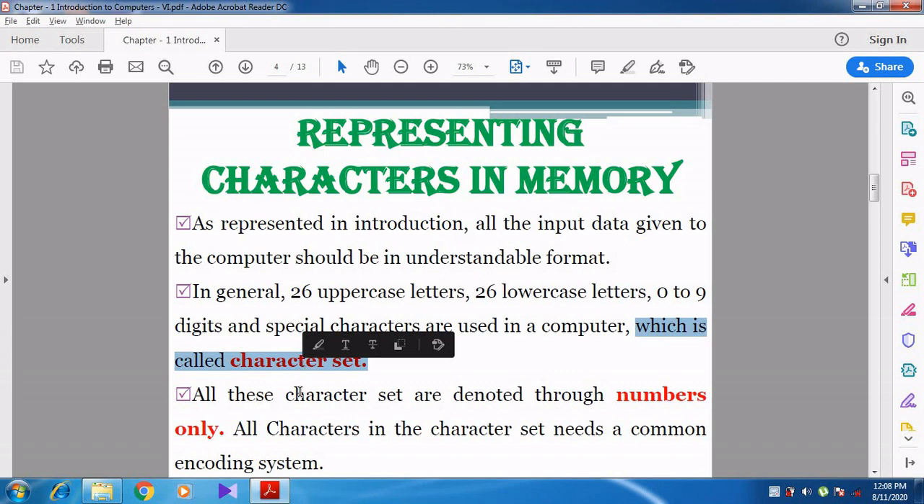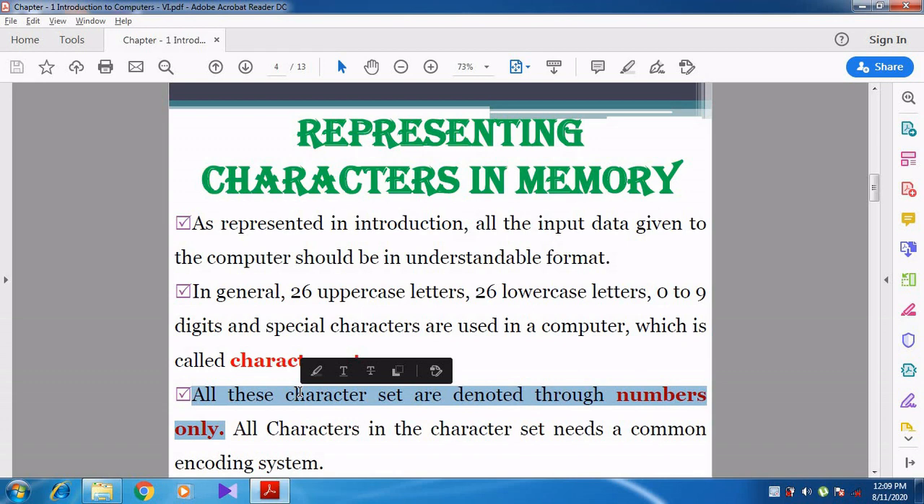All of these characters in the character set are denoted through numbers only. See, we only know A, B, C, D alphabets, small letters, 0 to 9 numbers and special characters. But the computer does not know anything. The computer knows only two numbers, that is, it follows only the binary system. It follows only the machine language, that is zeros and ones.